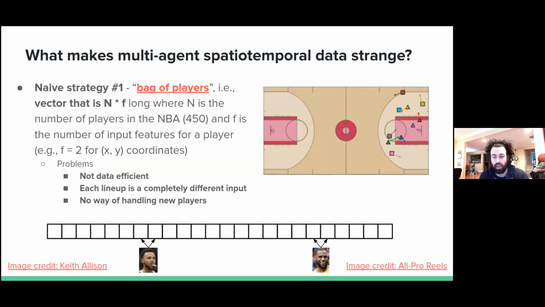One naive strategy to solve this problem is to use what's referred to as a bag of players representation. If you're familiar with bag of words, I'm basically talking about the same thing, just in terms of players, where we have a vector that is n times... it looks like there's some drawing going on the screen.